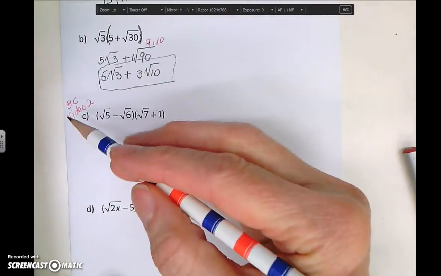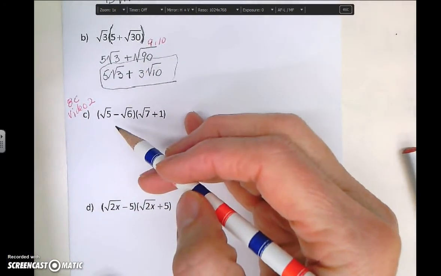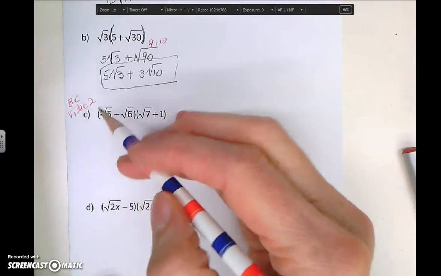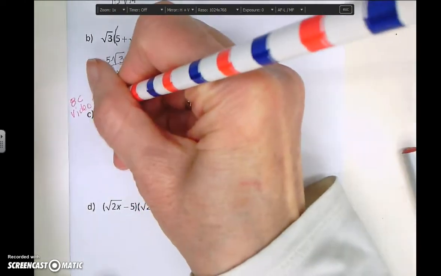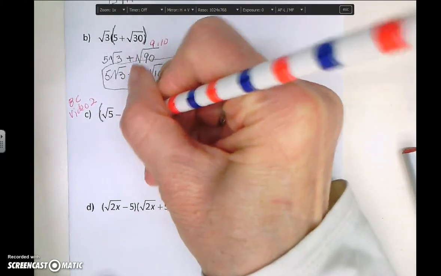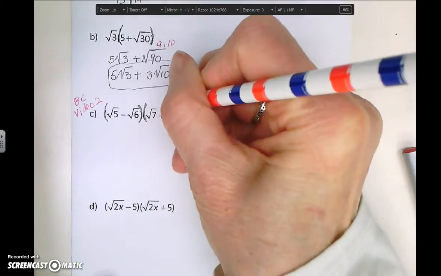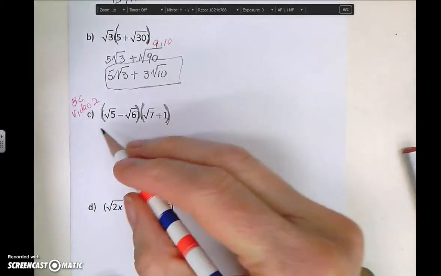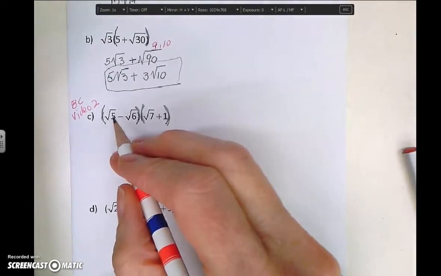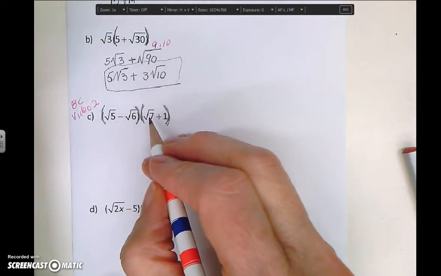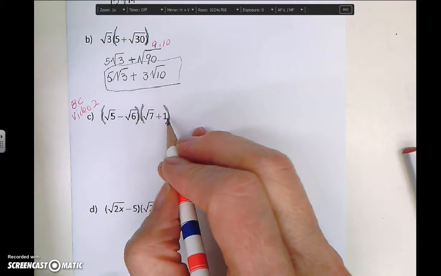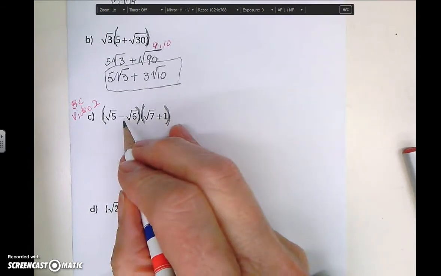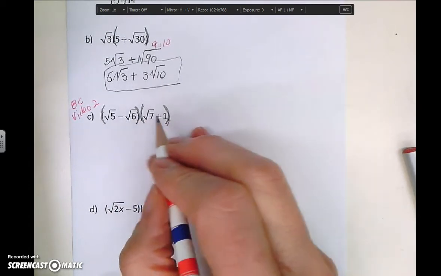All right, so if we take a look at this next multiplication problem in our AC video, you'll notice that this time I have a binomial times a binomial, and so then we will double distribute it. We're going to take the square root of 5 times the 7, then square root of 5 times the 1, and then negative 6 times the 7 and negative 6 times the 1.